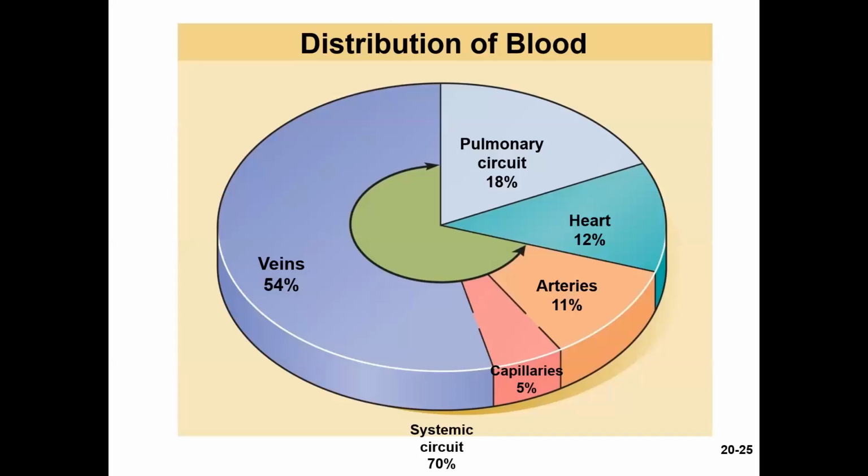Okay, here's just a little chart that gives you an idea of total blood volume in a human. 54% of it is hanging out in the veins, only about 5% in the capillaries, 11% in the arteries, 12% in the heart in and of itself, 18% in the pulmonary circuit.